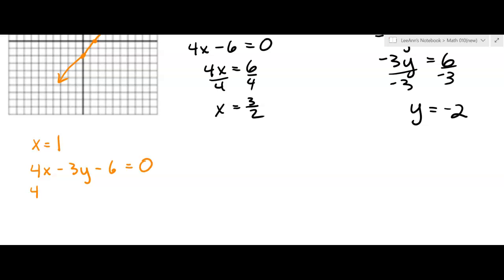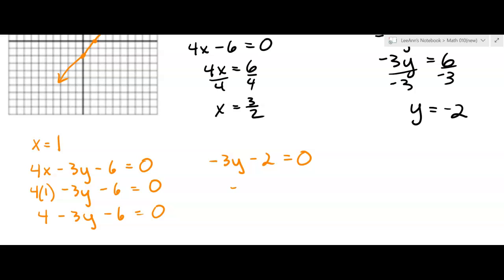If I put a 1 in for x, then I get 4 minus 3y minus 6 equals 0, or negative 3y minus 2 equals 0. Put the 2 on the other side. Divide by negative 3. And you get y equals negative 2/3. So this is similar to the work we did with a table of values. We just are choosing an x value, finding the y value. And that's the point 1 comma negative 2/3.